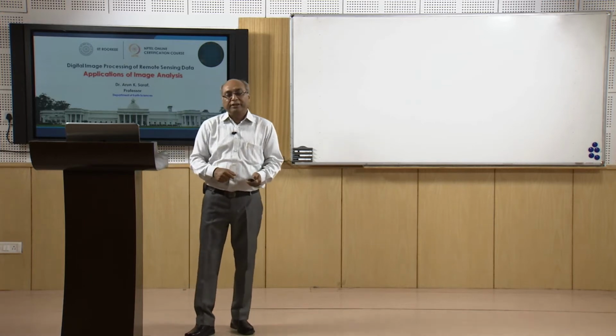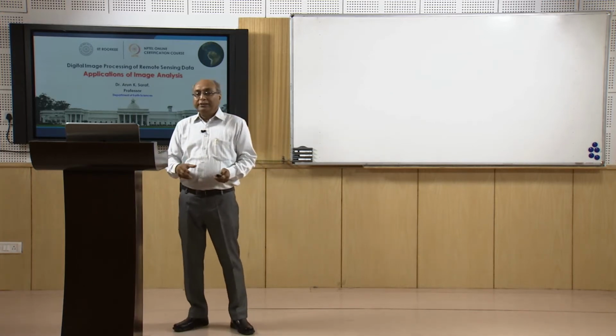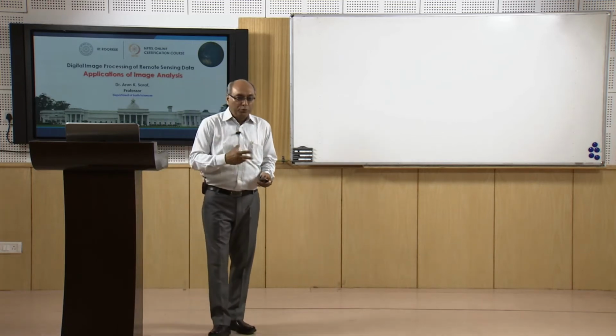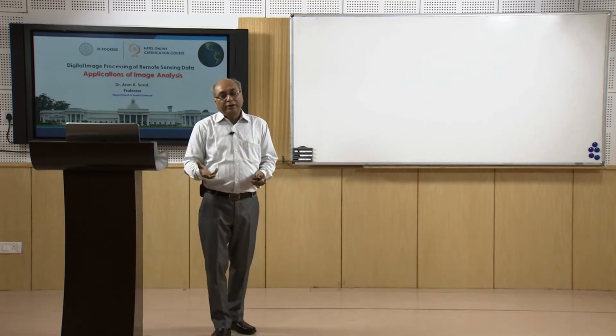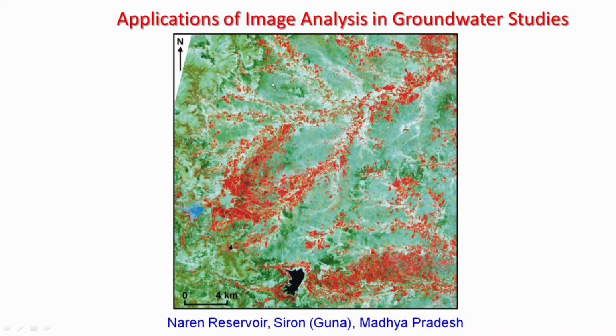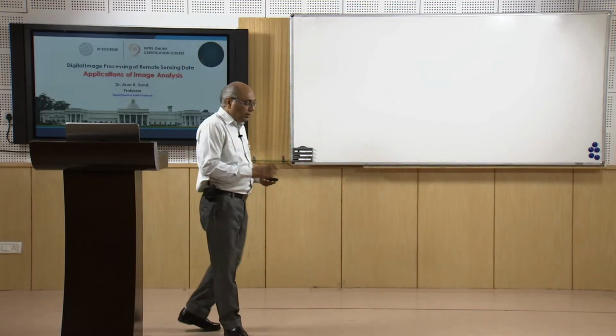I will be showing some examples of how quickly in a hard rock terrain the groundwater regime improves once you have groundwater recharge structures, like in this case. So only in the downstream of the reservoir you are having growth of vegetation. Wherever you don't have any reservoir structures, you don't have much growth of vegetation. So these are the inferences which are coming out of image interpretation.